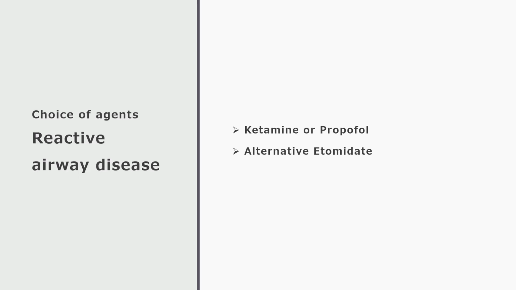For hemodynamically stable patients with severe bronchospasm requiring intubation, either ketamine or propofol can be used for induction because of their bronchodilatory properties. Etomidate is an acceptable alternative, but in hypotensive patients, either ketamine or etomidate is preferable. None of these agents causes histamine release.